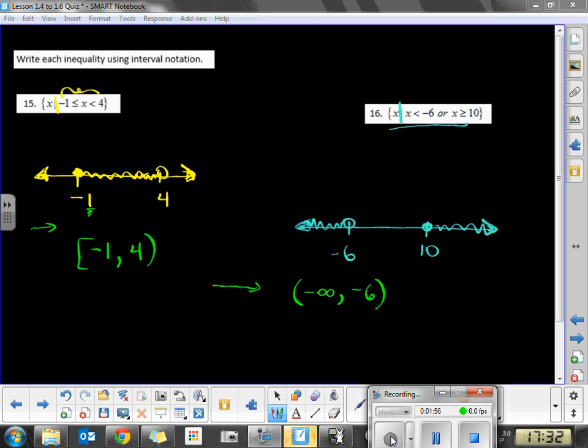We want to combine this with our other solution set, so that's a union. Union meant to combine or put together. Now I do want to include the 10, so that's a square bracket, 10, comma, and you go all the way off to infinity, parentheses. That is interval notation.